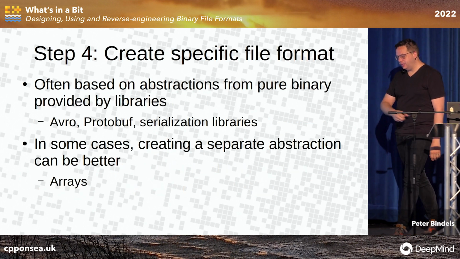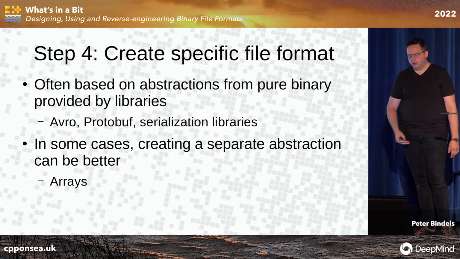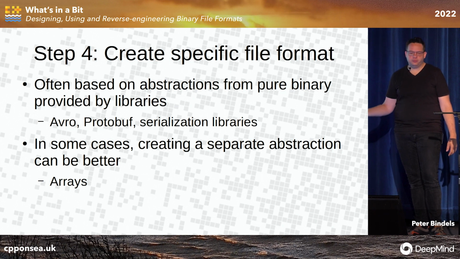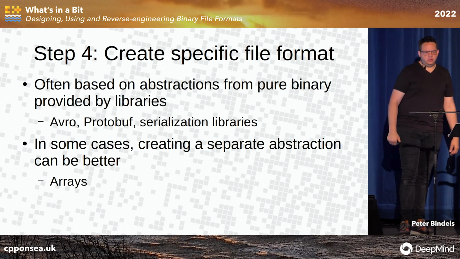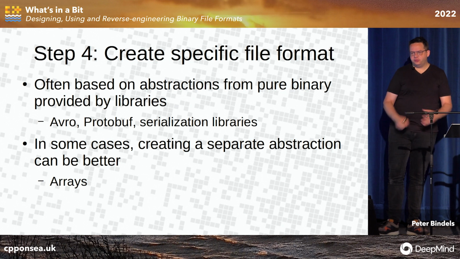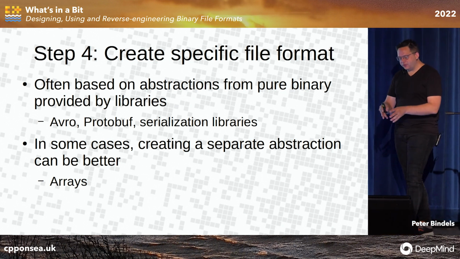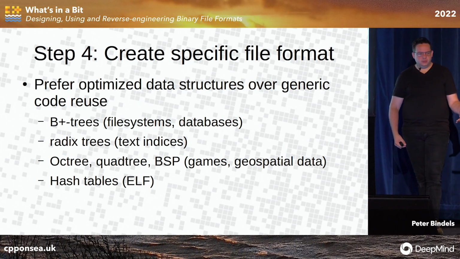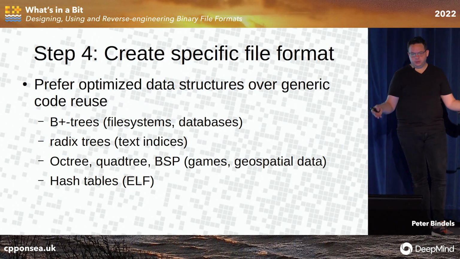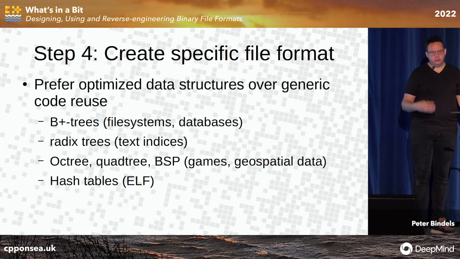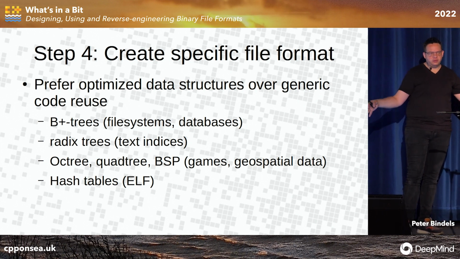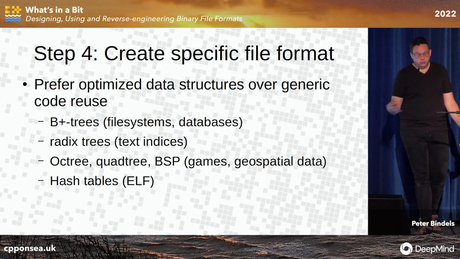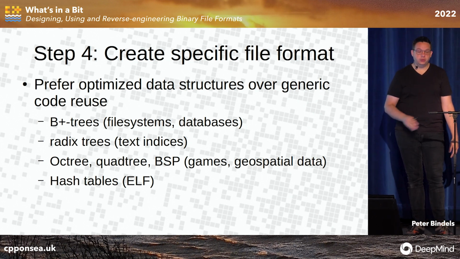After this step, we start by making a specific kind of file format. We pick some kind of format that we can use, some kind of libraries that abstract this for us. And in some cases, these libraries will have generic support for everything, but there are faster things, like arrays. If you have specialized data structures, there are good reasons to use a completely custom format. If you have B+ trees, radix trees, arc trees, quad trees, indexing, that kind of stuff doesn't work well with a generic library. And using some kind of custom format is definitely the way to go.